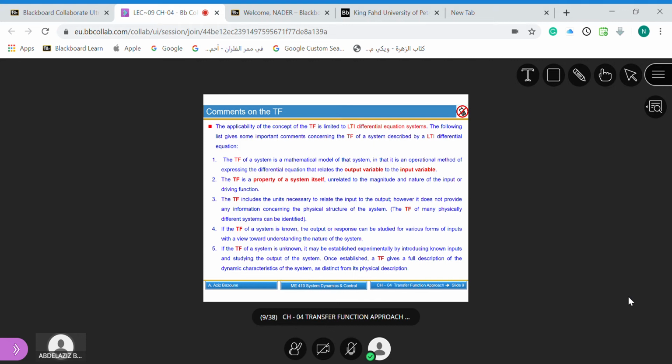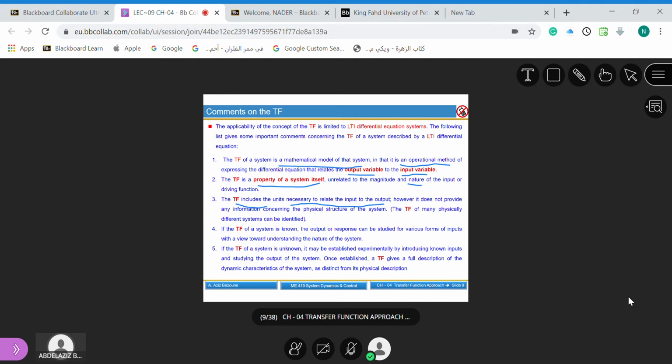The transfer function of a system is a mathematical model of that system. It is an operational method, which means it is in the S domain, that expresses the differential equation relating the output to the input. The transfer function is a property of the system. It has no relation to the magnitude or the nature of the input. The transfer function includes the units necessary to relate the input to the output. However, it does not provide any information concerning the physical structure of the system.